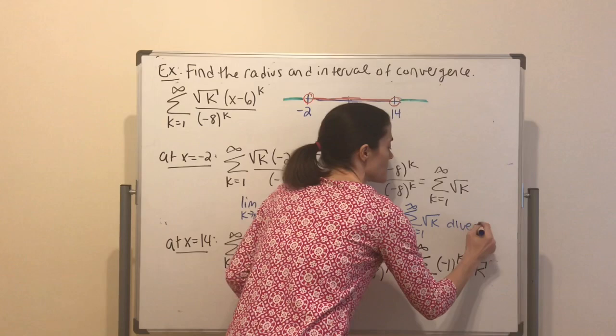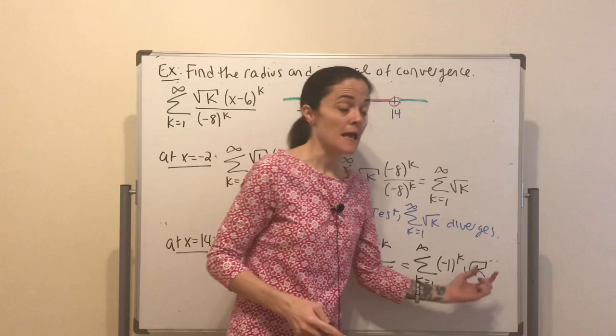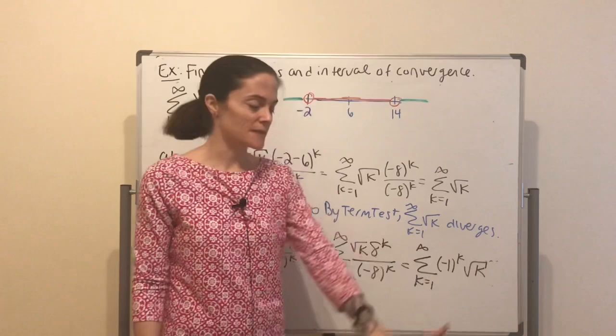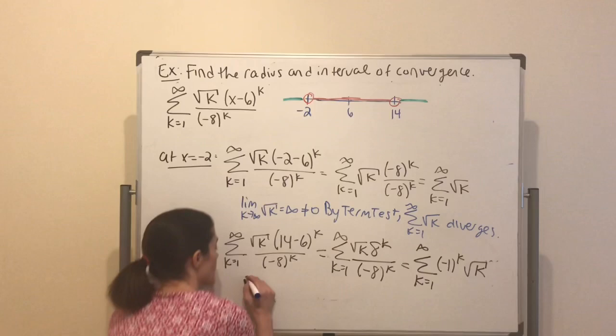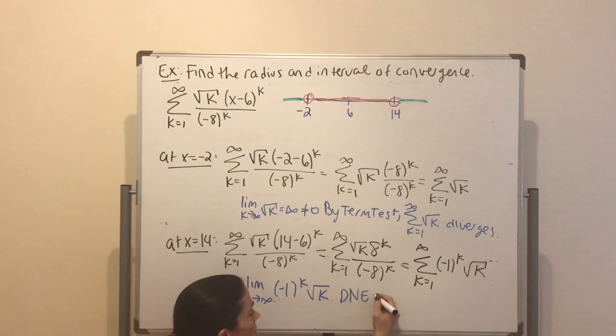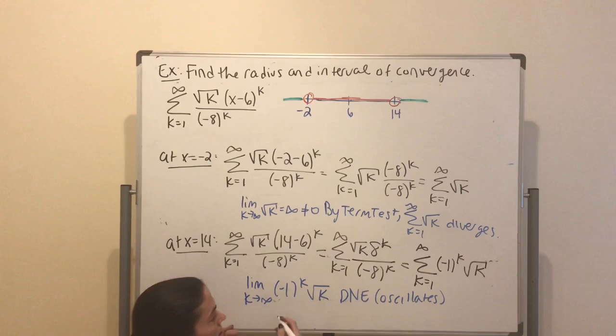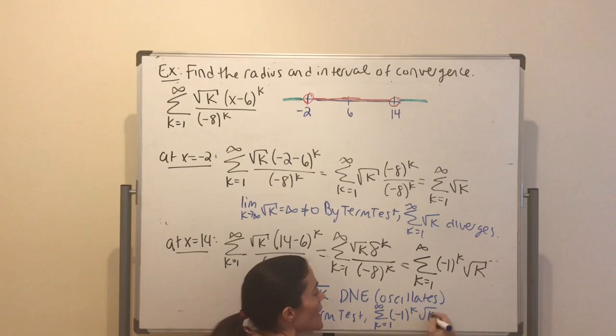Now similarly, and we discussed this back in our sequence discussion, we have something going to infinity. Then we add this (negative 1) to the k, so it gets further away and alternates, and the limit does not exist. This one is also a term test: the limit as k goes to infinity of (negative 1) to the k times square root k oscillates, if you want to give a reason why it does not exist. And again, by the term test, the sum from k equals 1 to infinity of (negative 1) to the k times square root k diverges.